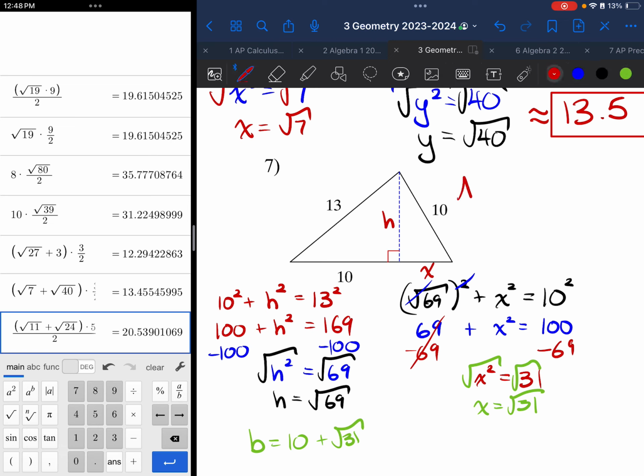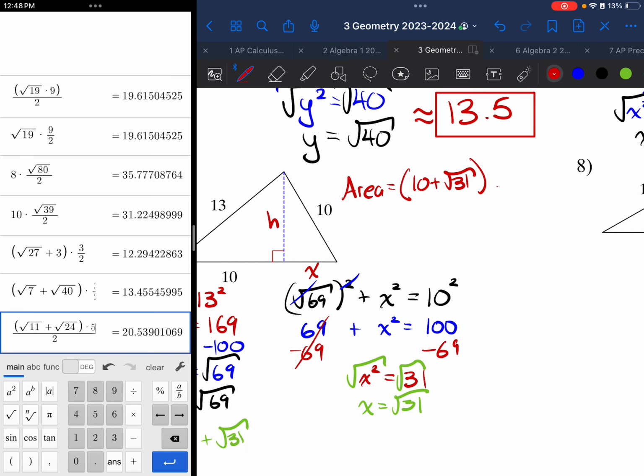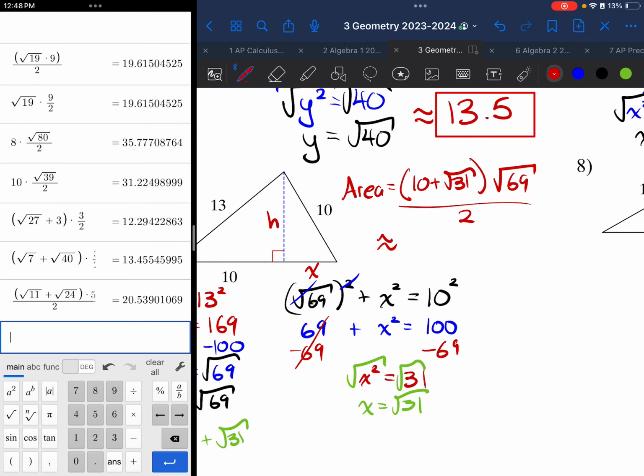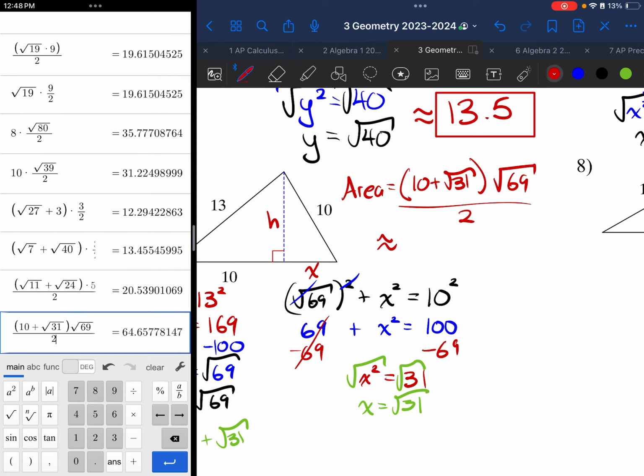So here is our area. Our area is going to be the base, which we just found was 10 plus square root of 31. I'm going to multiply that by the height, which we discovered was the square root of 69, and I divide base times height by 2. This will be approximately what? Punch it into the calculator. Ready, set. It's going to be in parentheses 10 plus the square root of 31, and that's going to be multiplied by the square root of 69, and then all of that is divided by 2. And the answer here is going to be 64.6577, which rounds to 64.7.